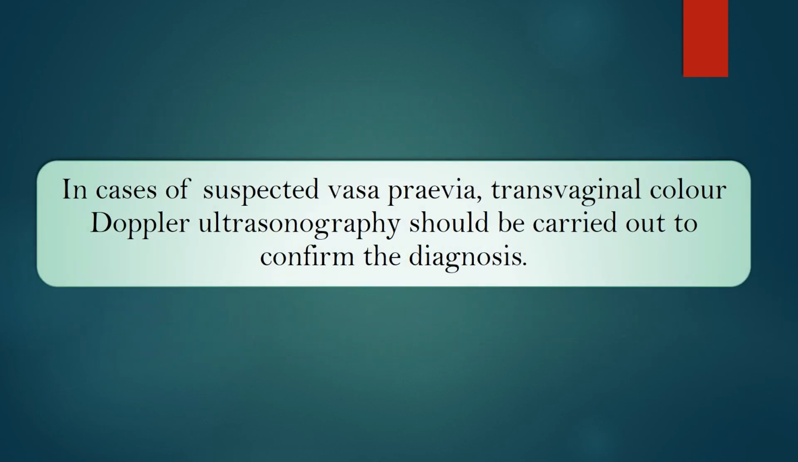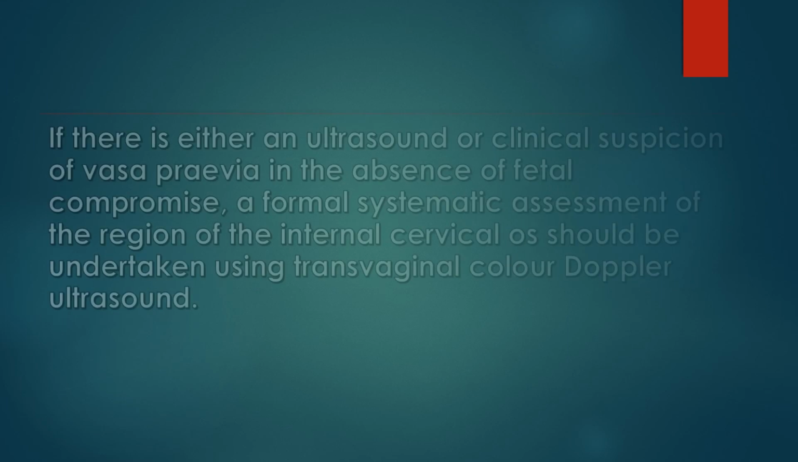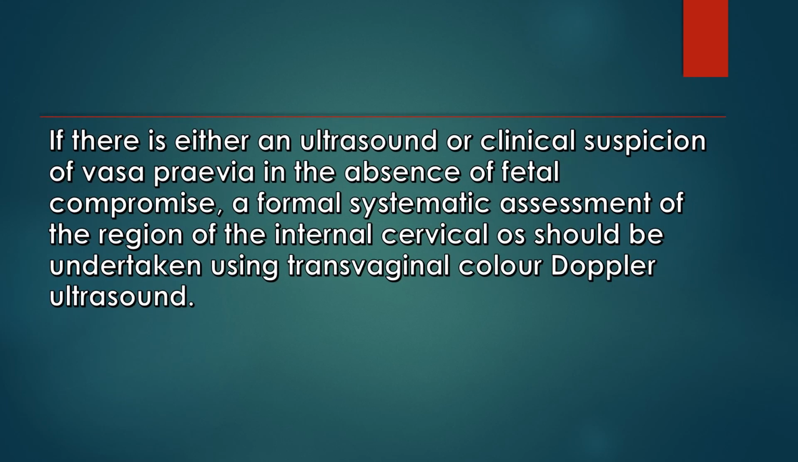In cases of suspected Vasa Previa, transvaginal color Doppler ultrasonography should be carried out to confirm the diagnosis. If there is either an ultrasound or clinical suspicion of Vasa Previa in the absence of fetal compromise, a formal systematic assessment of the region of the internal cervical os should be undertaken using transvaginal color Doppler ultrasound.